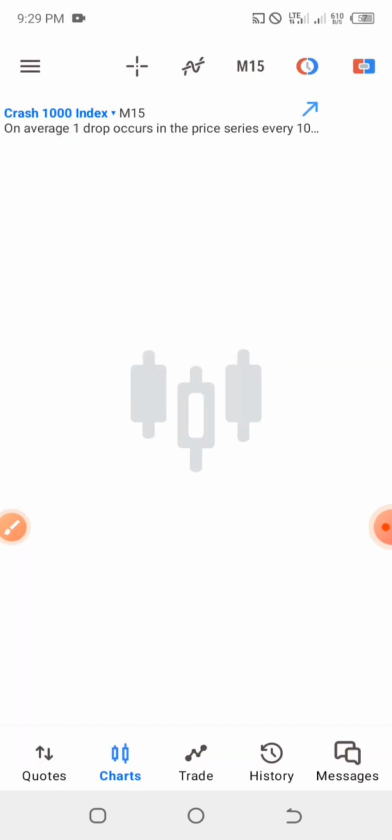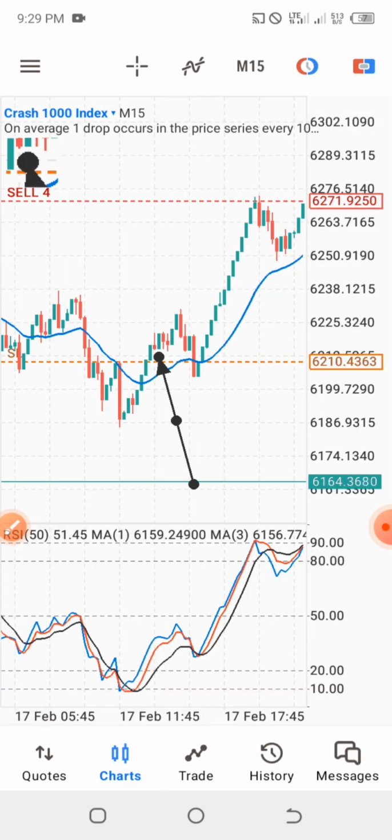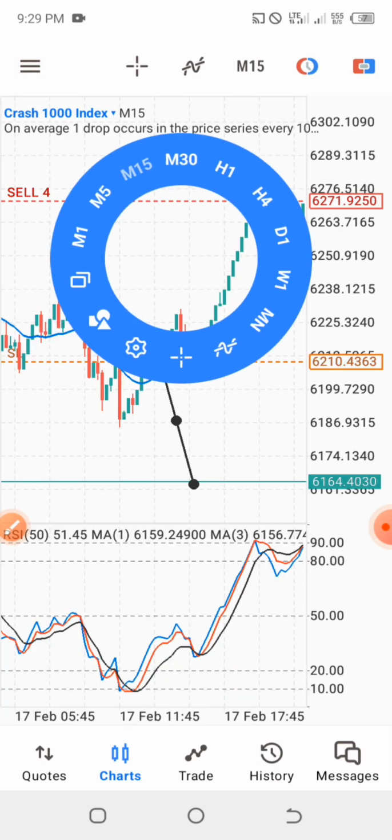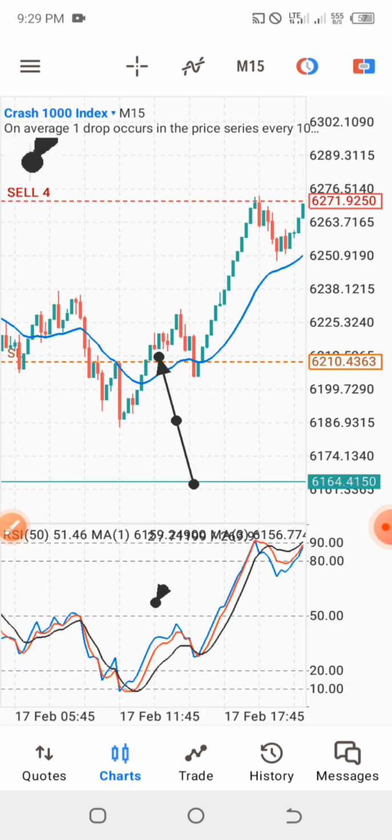So you want to check that the price is moving above the moving average, and then you want to look down to your chart and see that the moving average is going to be at the 10 levels of the RSI. So as simple as that.